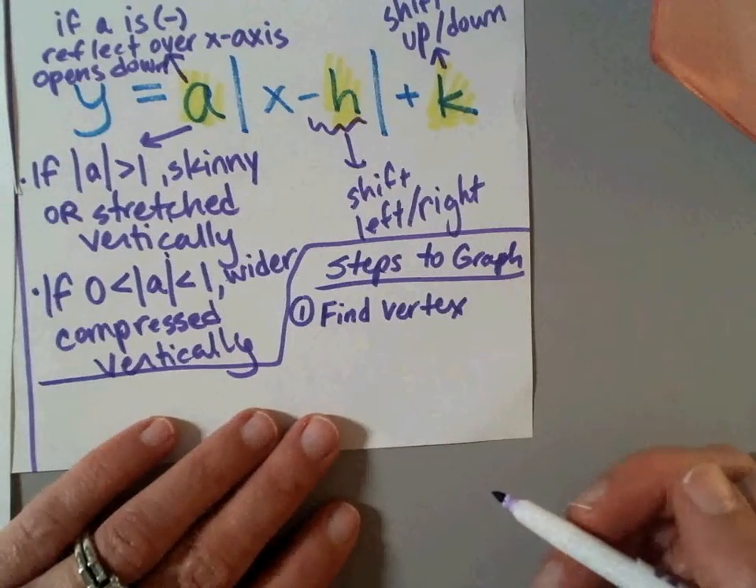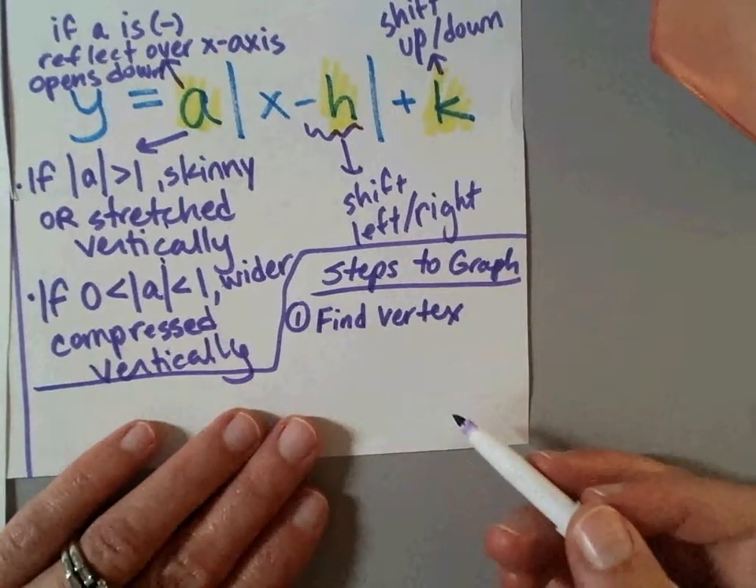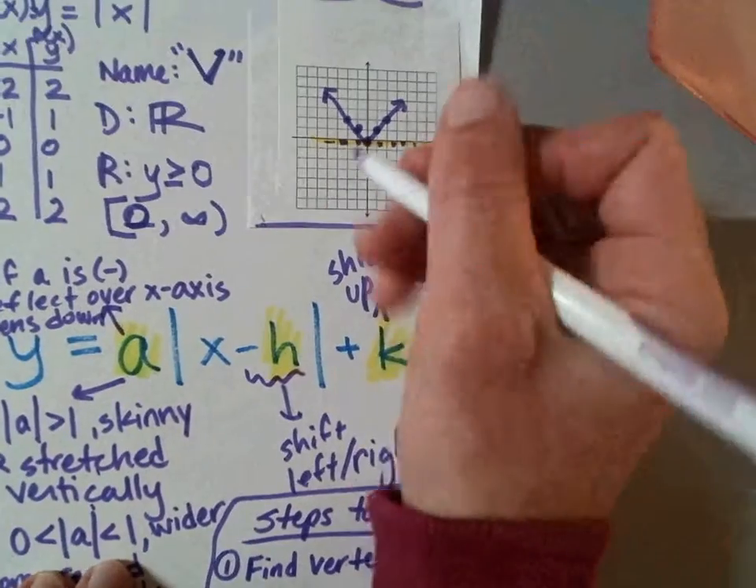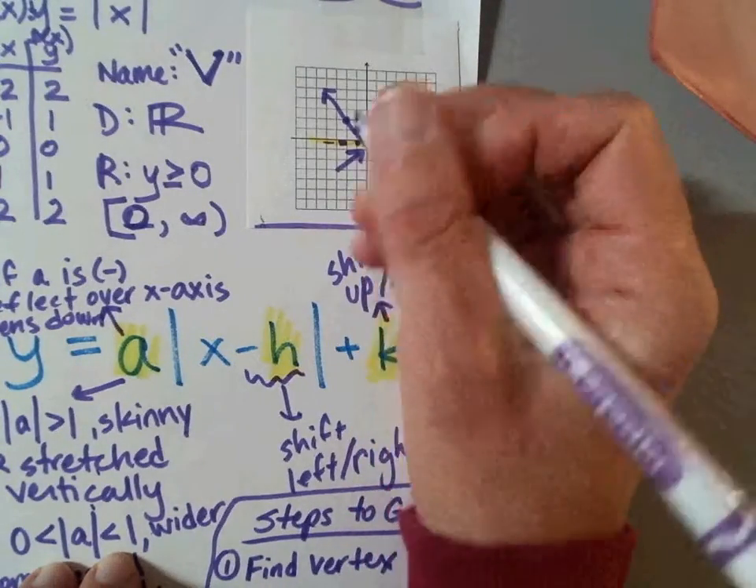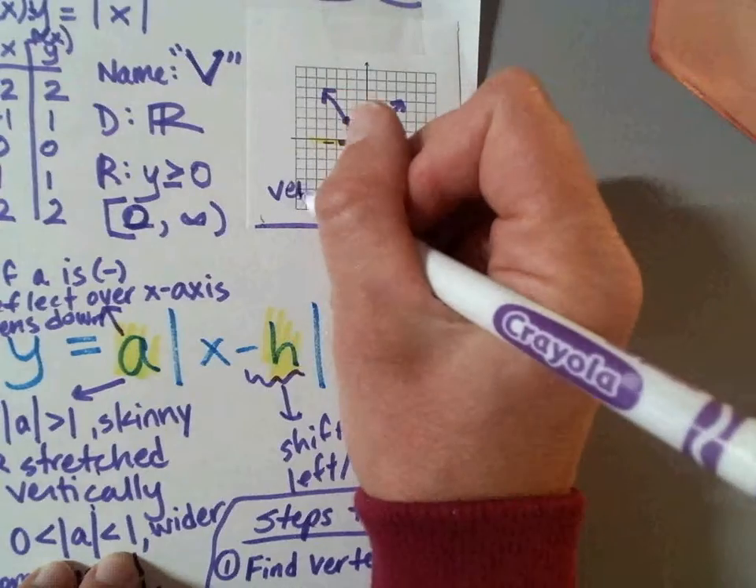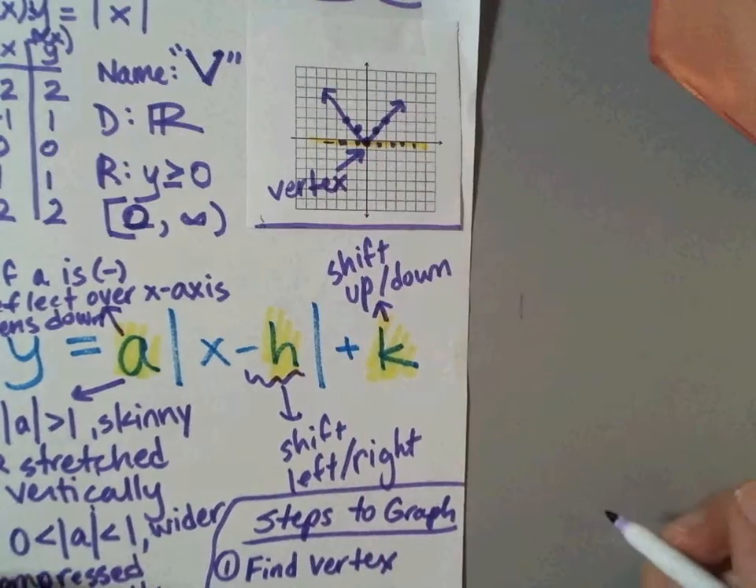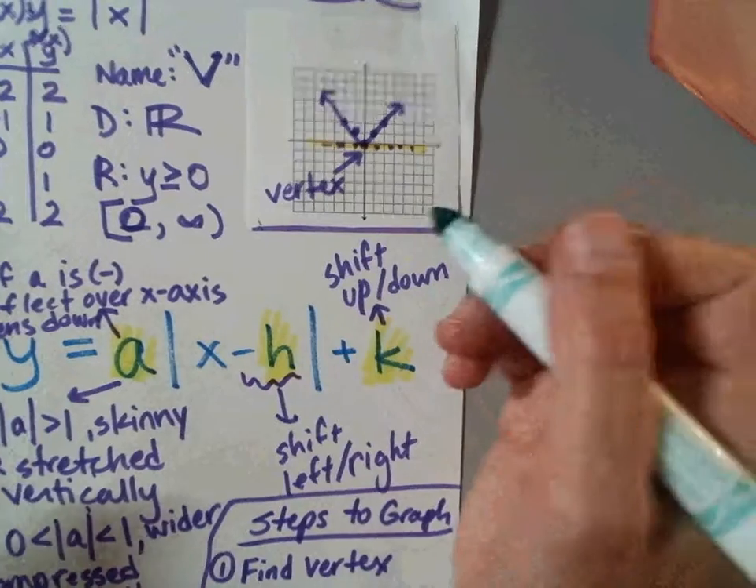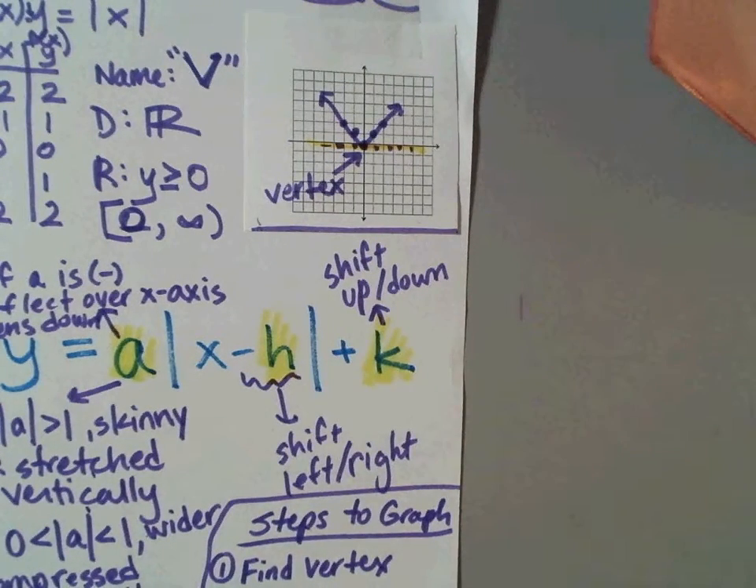I'm sorry, I should have labeled that. So go back up to your picture and let's label the vertex. This dot right here is the vertex. And the other thing I want you to do is draw a dotted line for your line of symmetry. So the line of symmetry, think back to geometry, that's the place you would fold such that it's the same. So where would you fold this graph so it's the same?